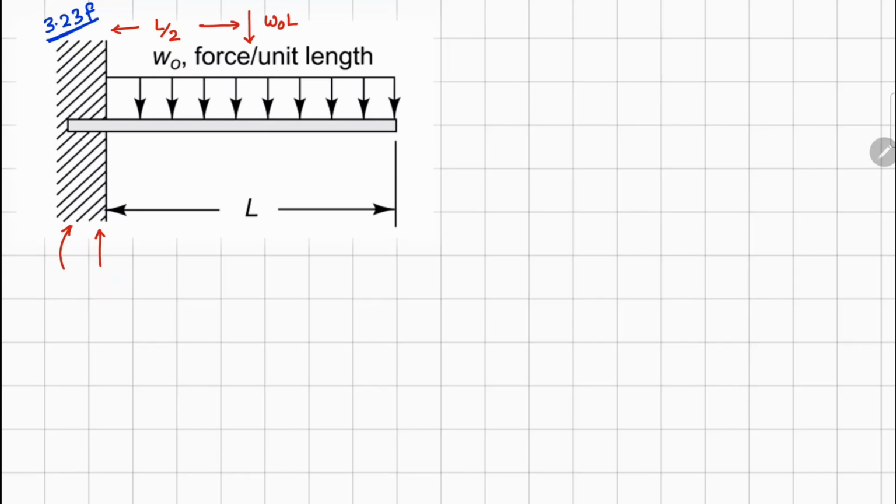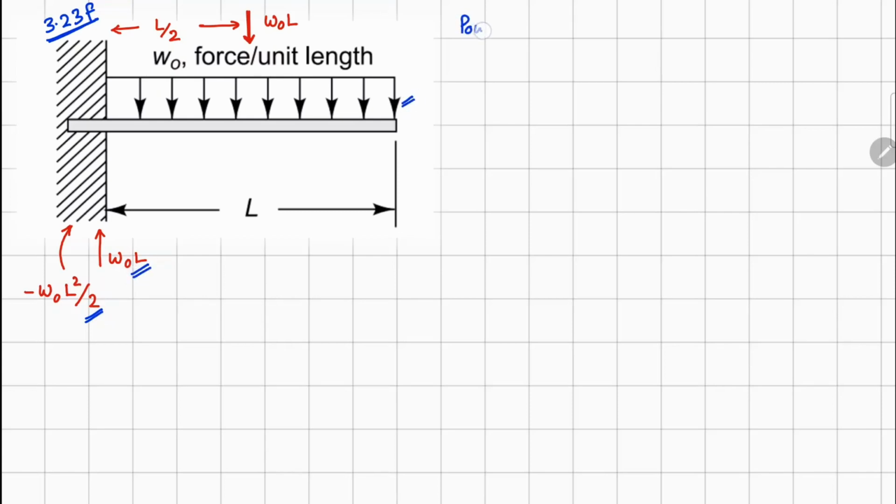So looking at this force system, this reaction right here is going to balance your W naught L. So this is W naught L, and the moment here is going to be minus W naught L square divided by 2, which will balance the moment coming from this force right here. Now when we want to draw the shear force and bending moment diagram using singularity functions, we have a point moment here, point force here, and a distributed force here.